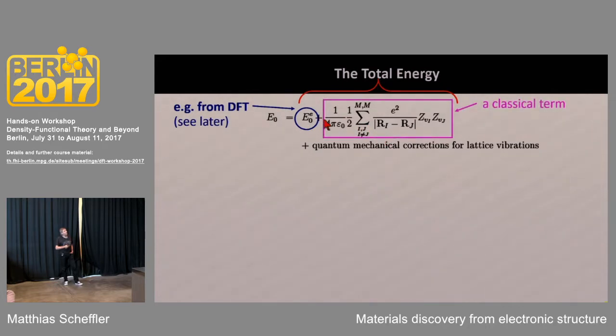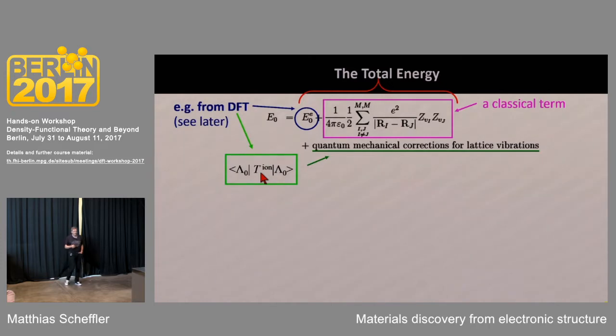And we have to add to this, to get a total energy, the nuclear-nuclear interaction or the ion-ion interaction, which is just a classical electrostatic term. Very often this is called the total energy, although in principle there is another term, namely the quantum mechanical correction of lattice vibrations, which is the expectation value in this lambda zero state, which you have seen before, of the ionic kinetic energy. This means that nuclei are never really just fixed, they always vibrate, even at T equals zero.